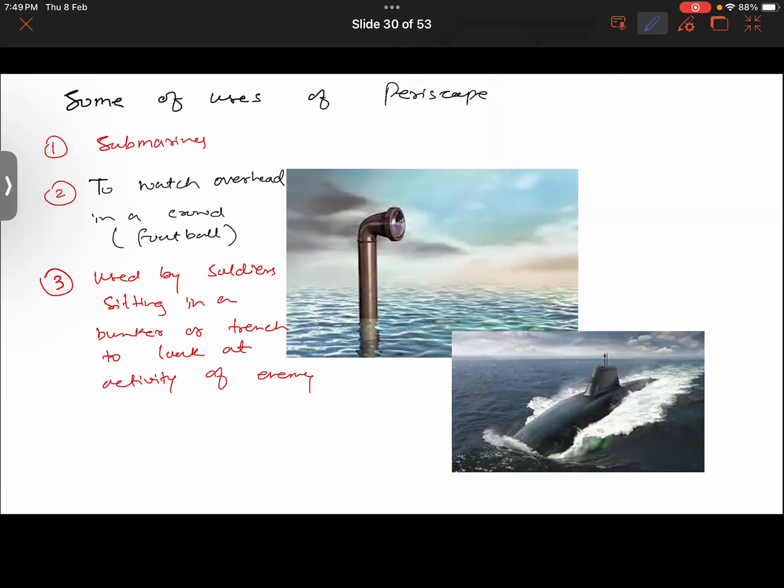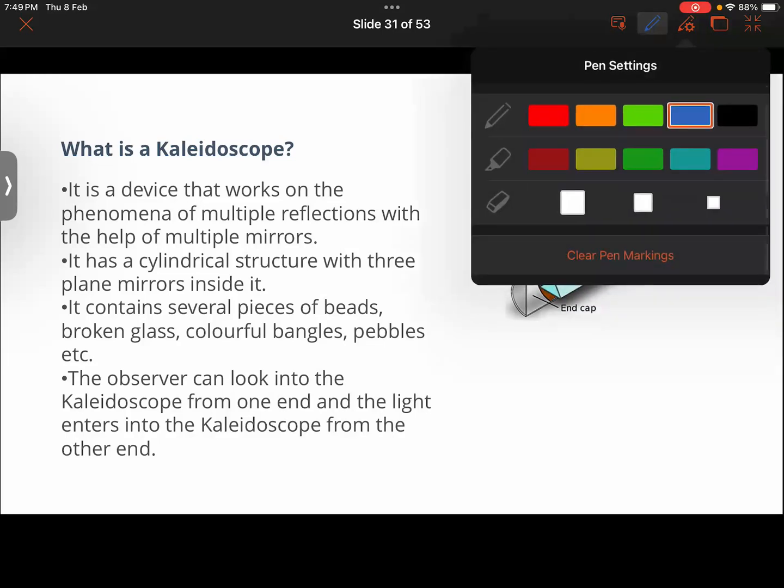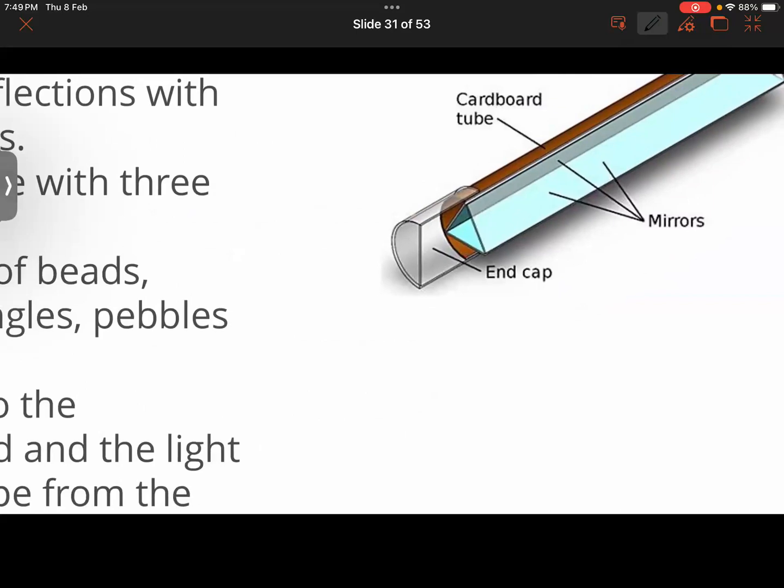Now the second device you have is a kaleidoscope. You might have seen children playing with this kaleidoscope. That is an instrument or a toy that consists of plane mirrors which are inclined to each other, like in this one, you can see. So that is giving you an overview of how the plane mirrors are inclined to each other at an angle of 60 degrees. So there are narrow plane mirrors which are inclined to each other at an angle of 60 degrees.